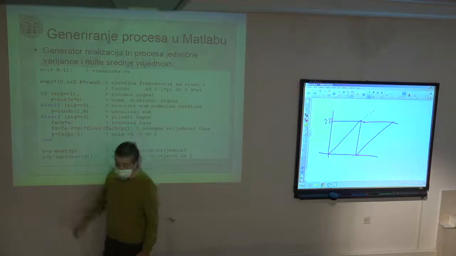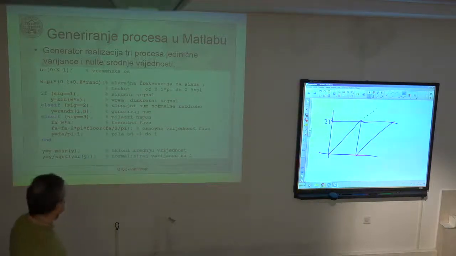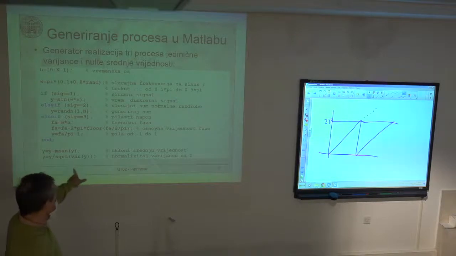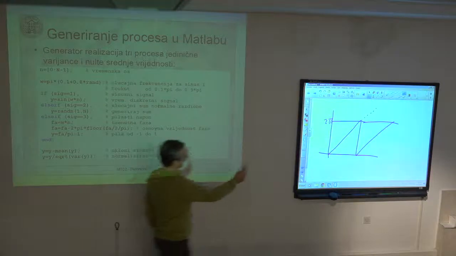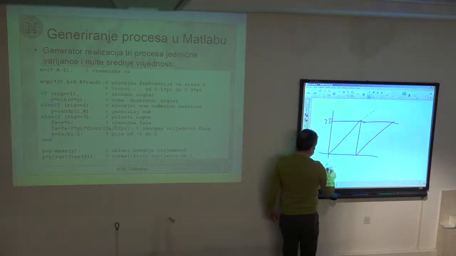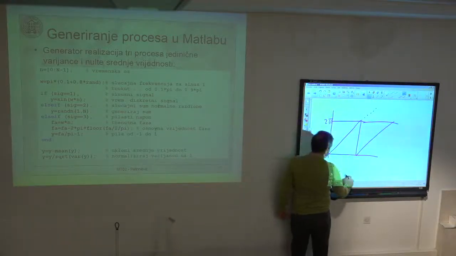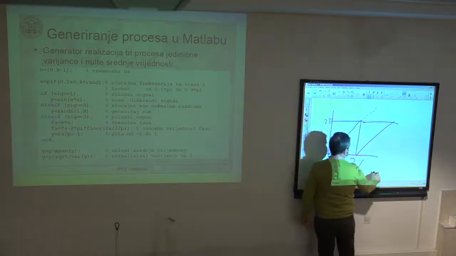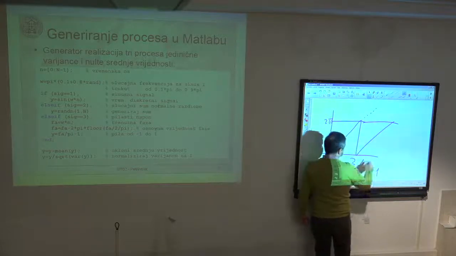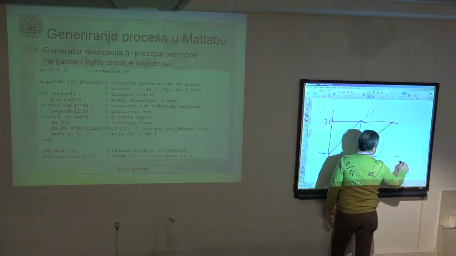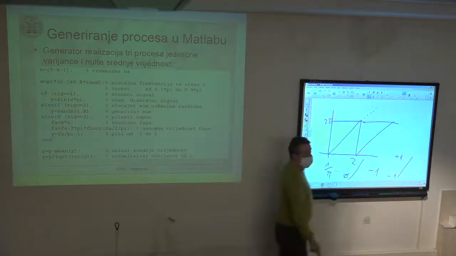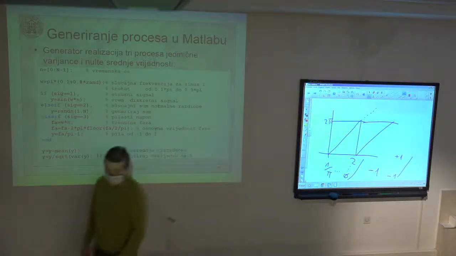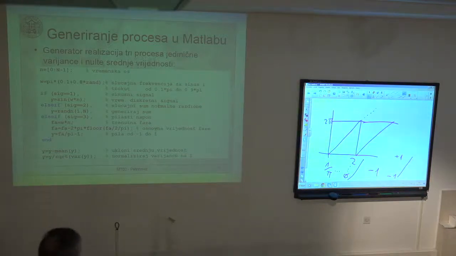I use this fractional part, and after dividing by pi, I get the value from 0 to 2, because this is from 0 to 2 pi. So if I multiply by 1 over pi, I will get values from 0 to 2. And then if I subtract 1, I will get the values from -1 to +1. I will get the linear change of the amplitude from -1 to +1. This y is the signal.